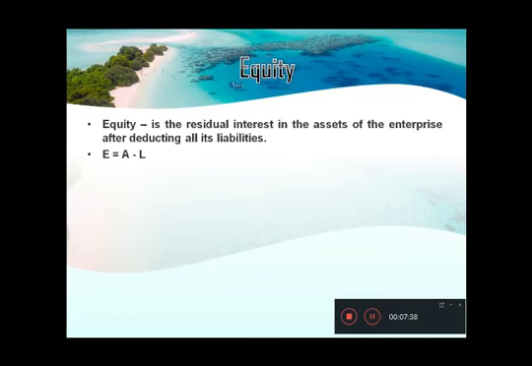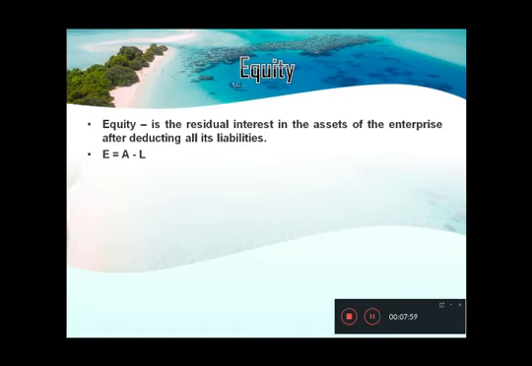Equity is the residual interest in the assets of the enterprise after deducting all its liabilities. So, ito yung claims ng mga owners or owner sa entity after i-deduct yung mga liabilities. So, dito po napapaloob yung accounts related sa owner or owners of the equity.